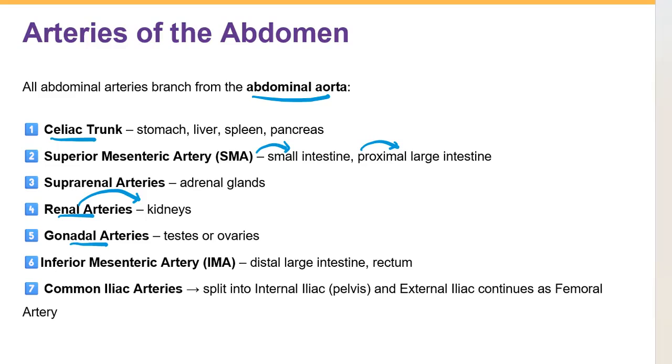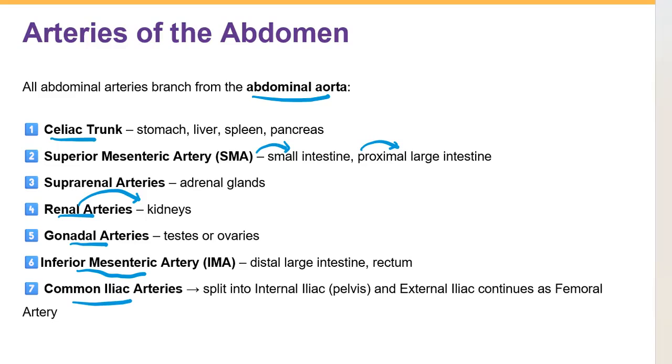Gonadal arteries, in females, give blood to the ovaries, and in males give blood to the testes. So they come from the abdomen and go downward to the testes and ovaries. And then we have the inferior mesenteric artery. It supplies the distal part of the large intestine and also the rectum. And finally, at the level of L4, the abdominal aorta ends at the common iliac arteries. So we have the right common iliac artery and the left common iliac artery.